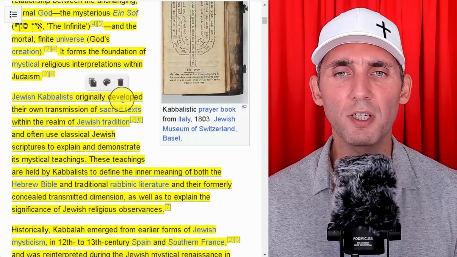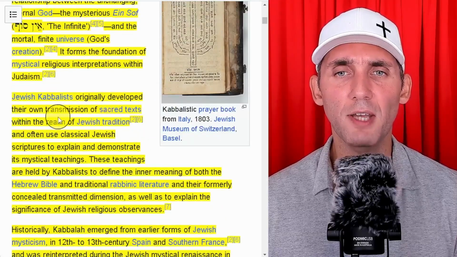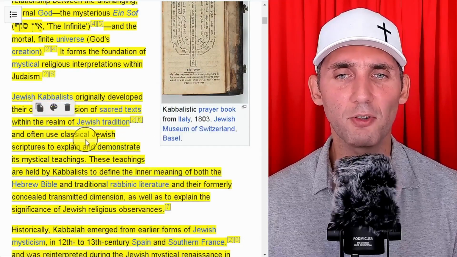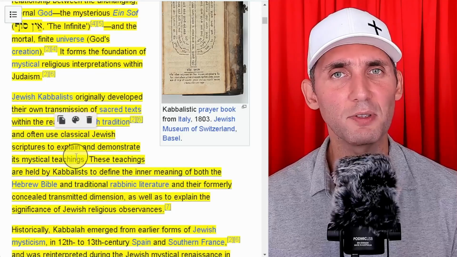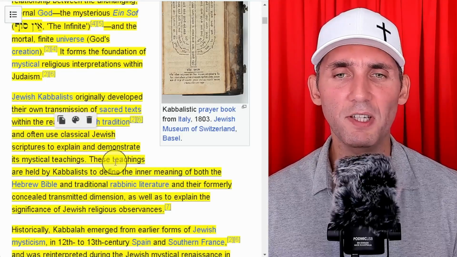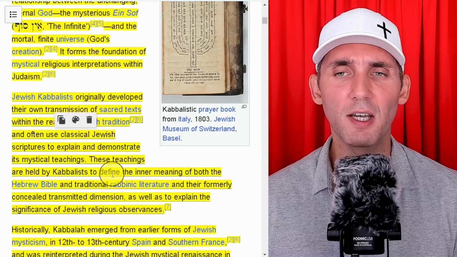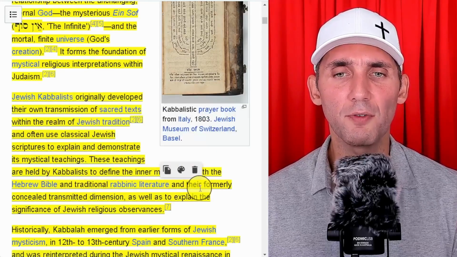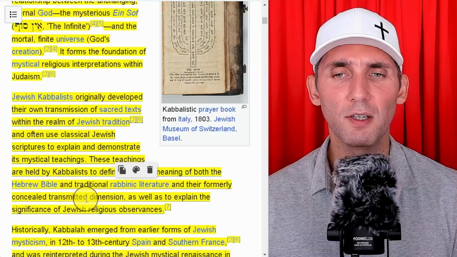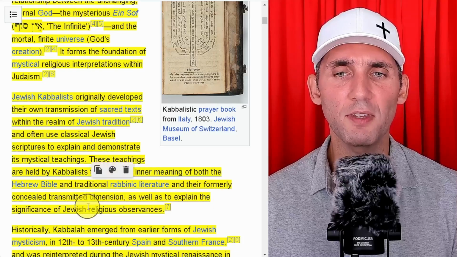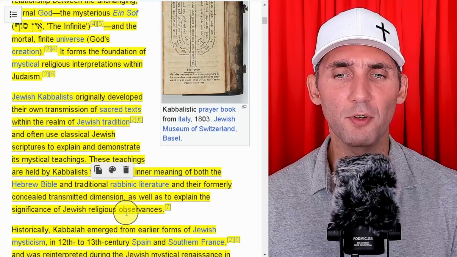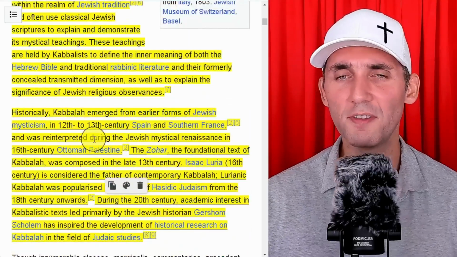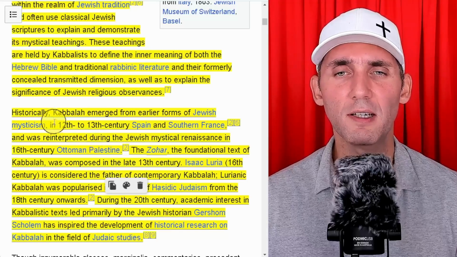Jewish Kabbalists originally developed their own transmission of sacred texts within the realm of Jewish tradition, and often use classical Jewish scriptures to explain and demonstrate its mystical teachings. These teachings are held by Kabbalists to define the inner meaning of both the Hebrew Bible and the traditional rabbinic literature and their formerly concealed transmitted dimension, as well as to explain the significance of Jewish religious observances. So they have their own interpretation of what the Word of God says, and of course it's very Antichrist.